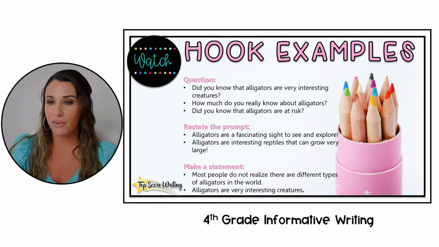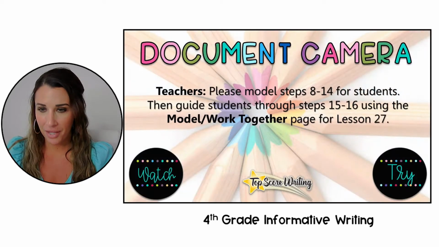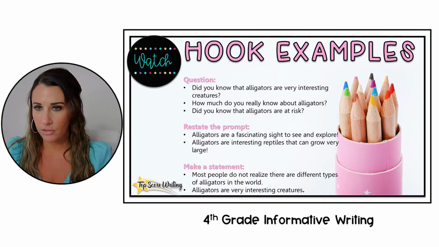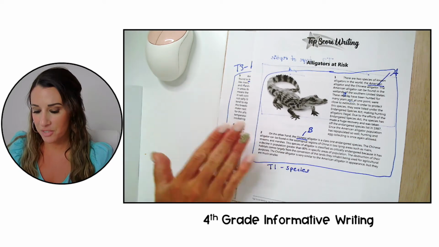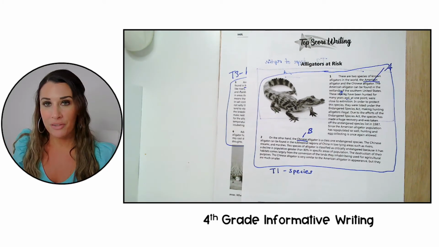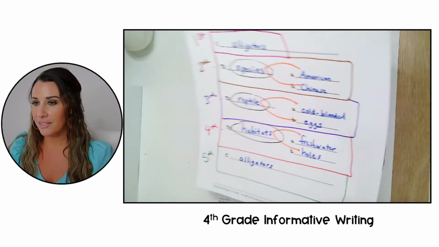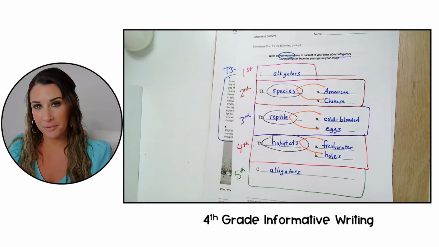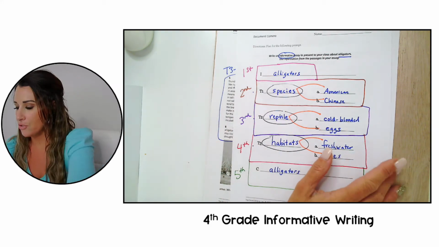So since we've already gone over the alligator passages, and you all know all about them, I want to now go to the document camera and show you how to write an introduction paragraph for these passages. Now, the great thing about these passages is we've already read them, and we've already boxed and labeled, and we've already done our full planning, so we don't need to do that again. So we've completed the planning. We are ready to jump right into the introduction paragraph.